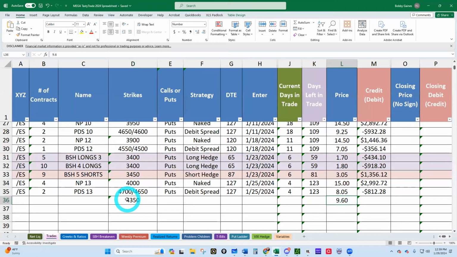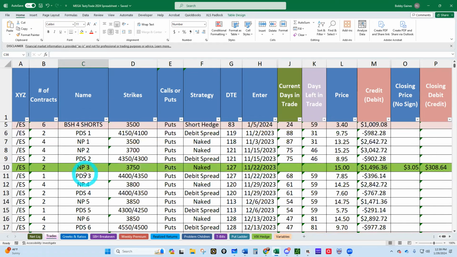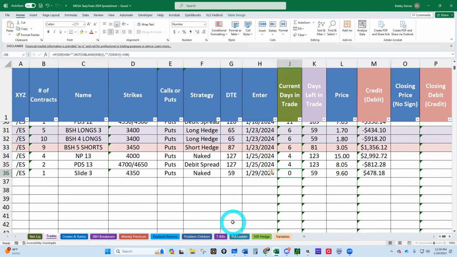I just love that we just reduced our notional exposure by doing the sweet Bobby slide. So instead of having two puts, we got one put. Now, what do I call this? That's a good question. I should call it slide three, right? It's slide three because it goes with this put debit spread. So I just call it slide three. All right, and it's a put, it's naked, it's at 59 days out, and we did it on 129.24. There we go, 478.18 or thereabouts.